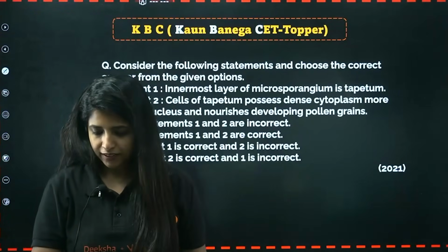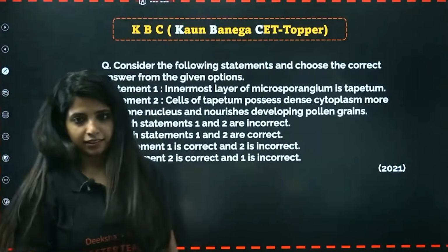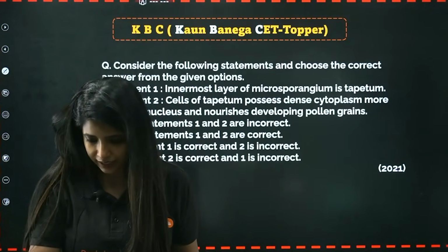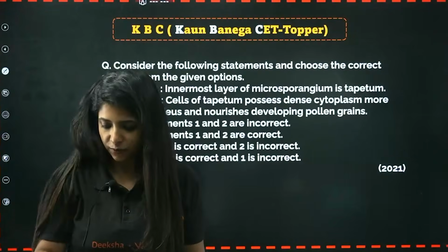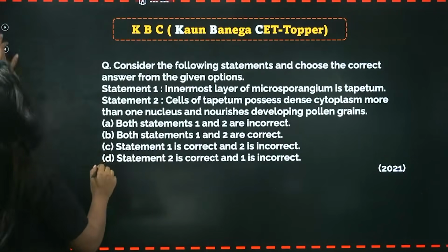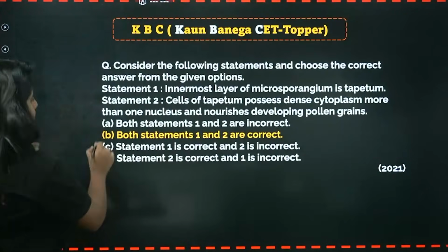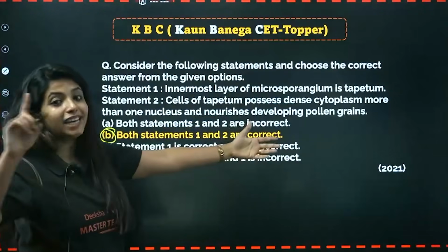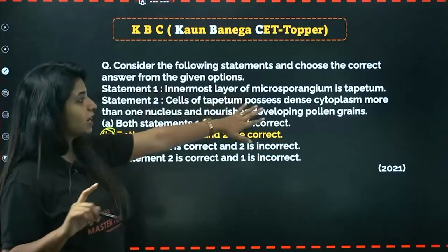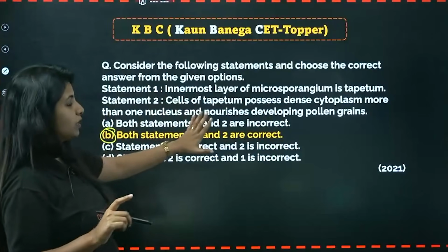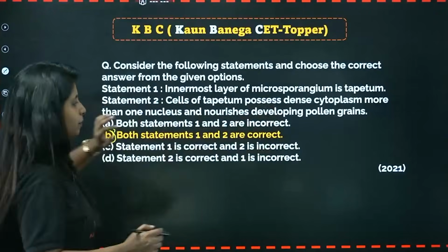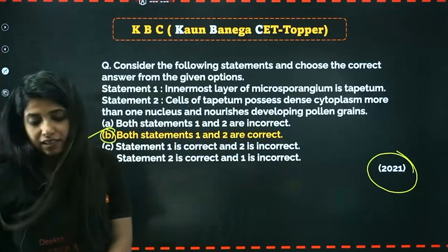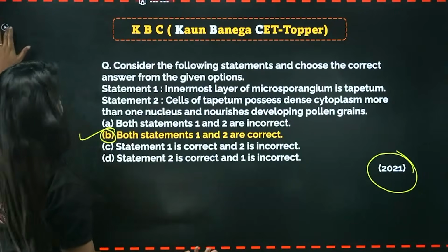Okay, so let's see the result. Perfect. Now, going ahead with the next thing. The answer for this question is going to be B. The reason is that the innermost layer of microsporangium is actually tapetum. The cells of the tapetum possess dense cytoplasm, more than one nucleus, also binucleate, and nourish the developing pollen grains. And this is a 2021 question, a very recent one, so probably this gives a better understanding.